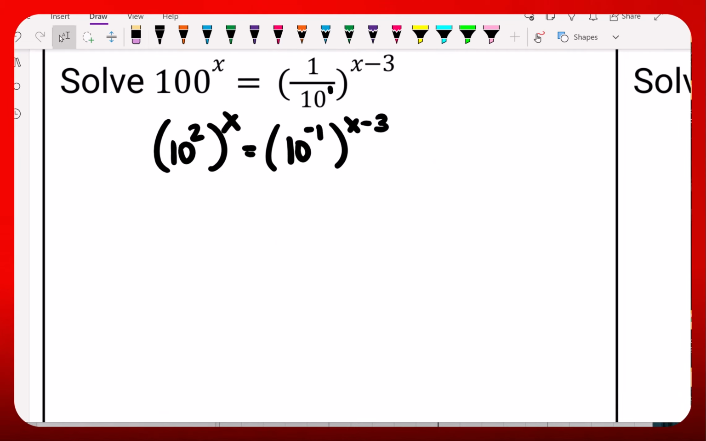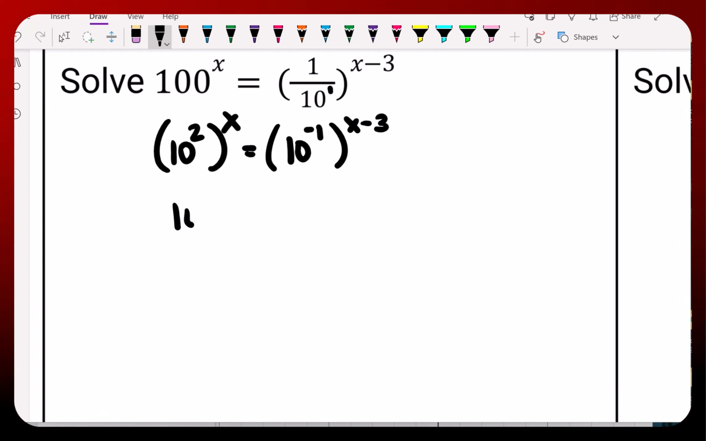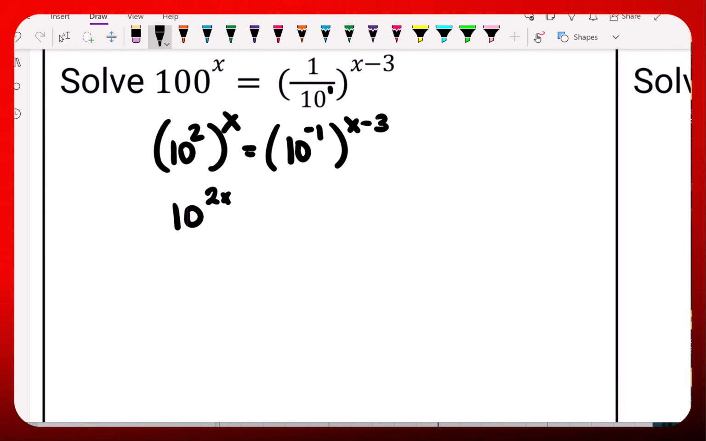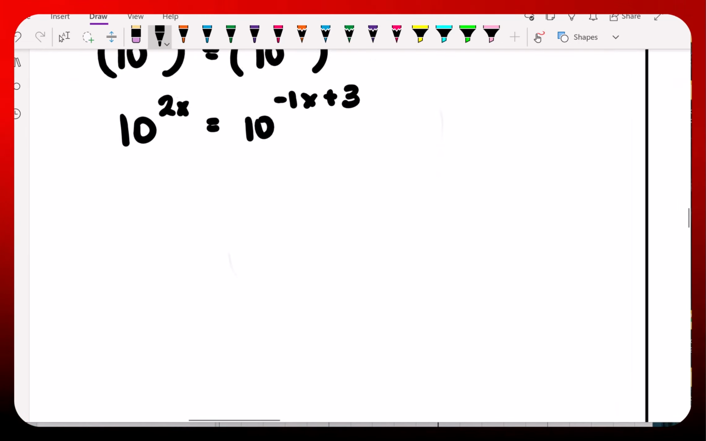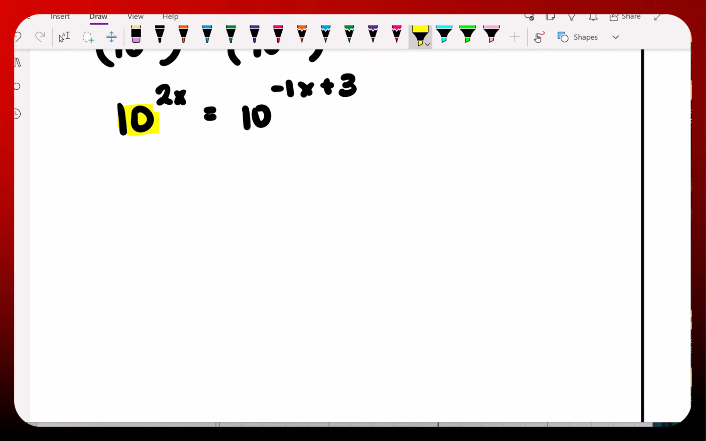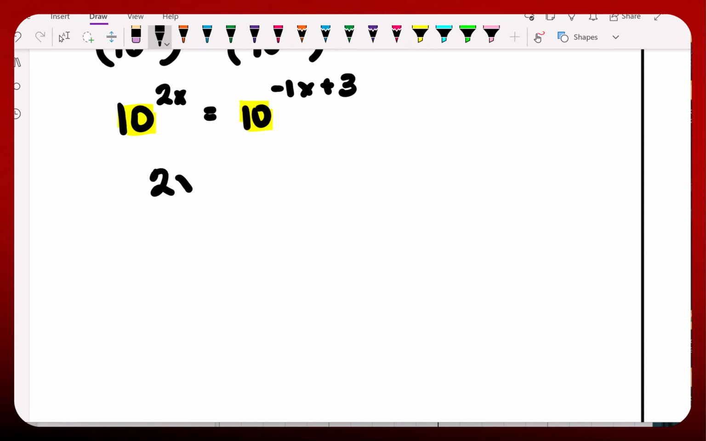Now we're going to do the same thing. We are going to multiply across these exponents. So this is now going to wind up being 2x. And this one I have to multiply, I have to distribute the negative 1. So it'll be negative 1x plus 3. Make sure you distribute. And then now I can go ahead and highlight both of these signs because of that property of equality of exponential equations. I am allowed to drop that base, and I can write down the exponents.